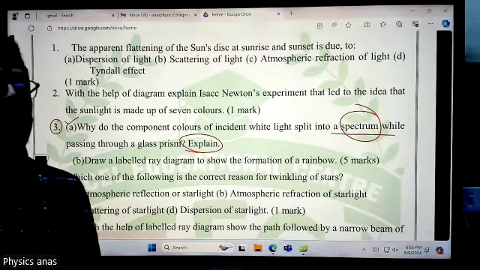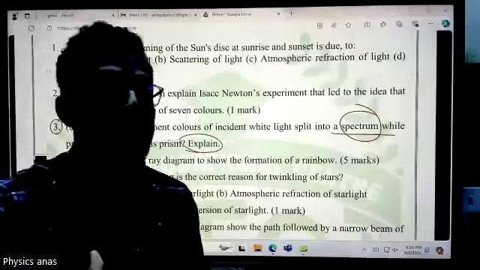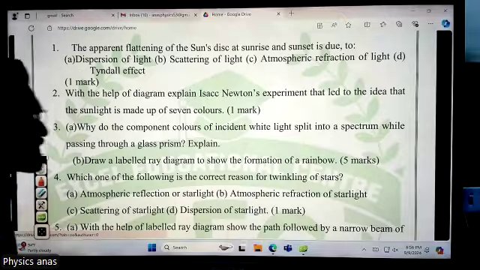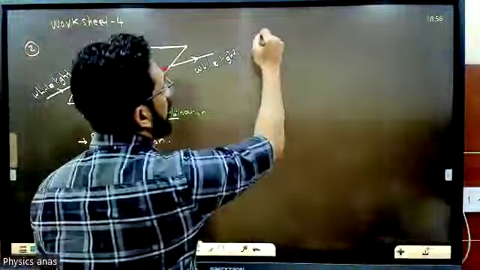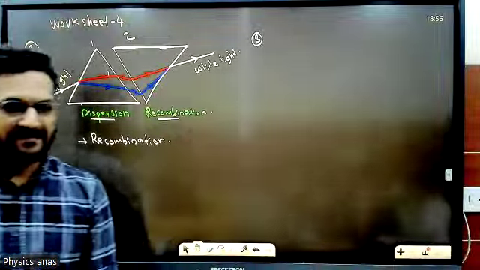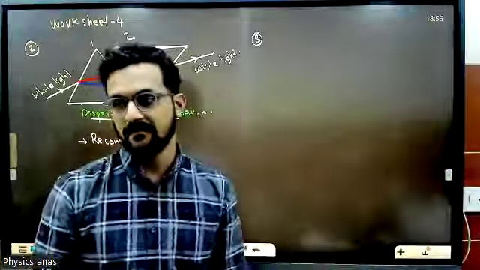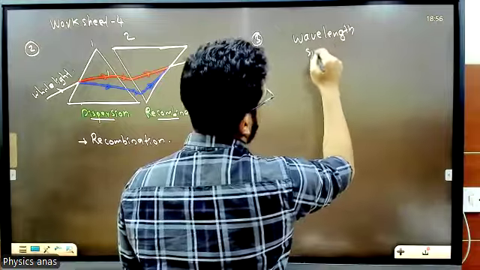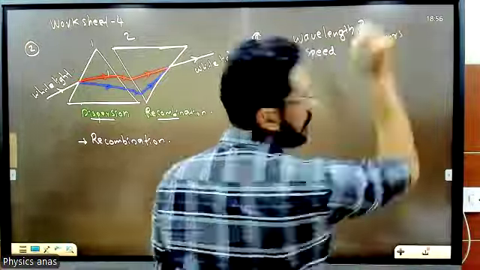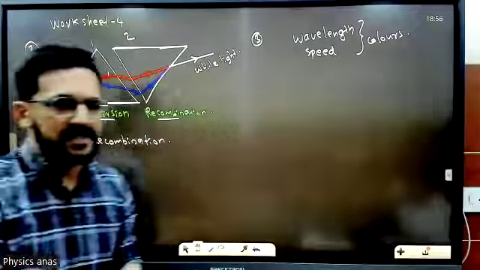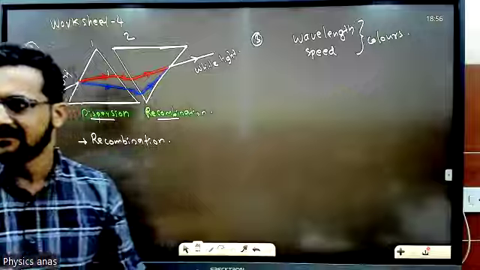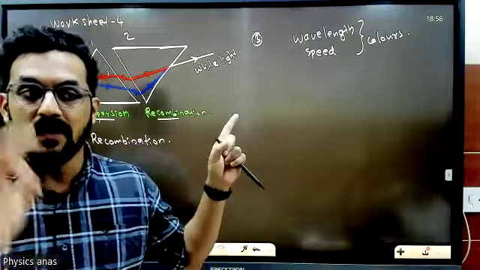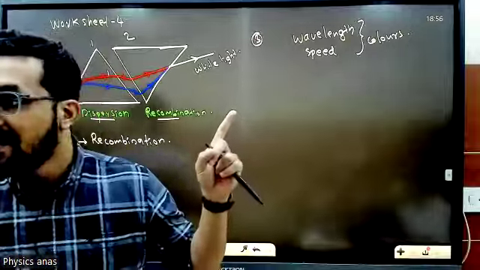Why? When the white light is entering and passing through a prism, why does the white light split and the 7 component colors come out? That is the question. Why does dispersion happen? You can answer that with the idea of wavelength or the speed of colors. Different wavelength. Yes, that's it. Each color has different wavelengths. So each color will have different speed in the prism.